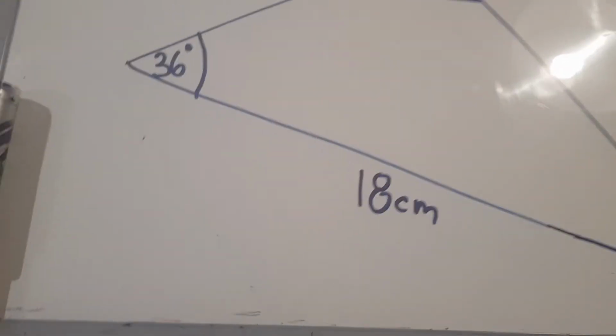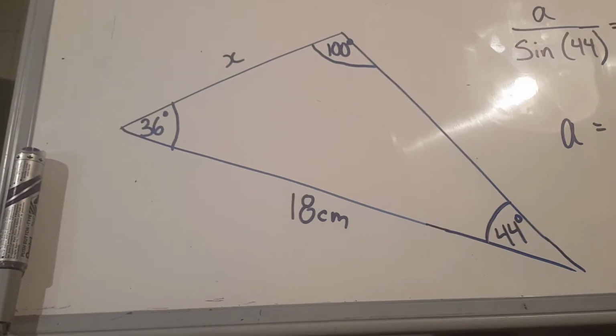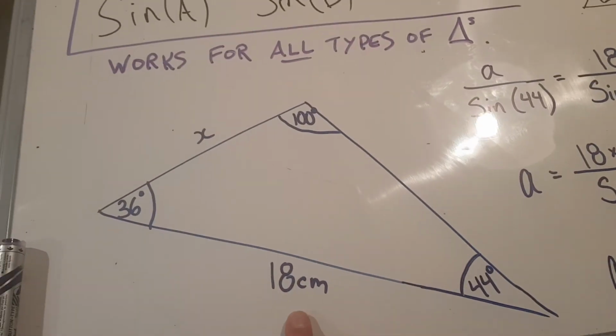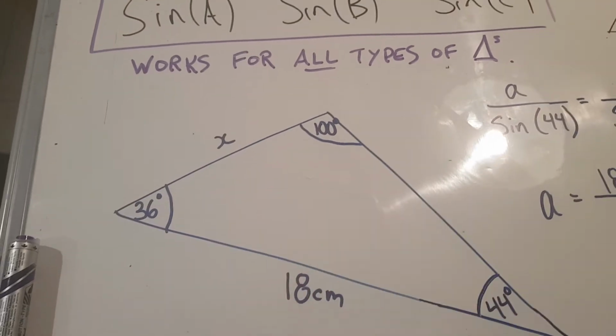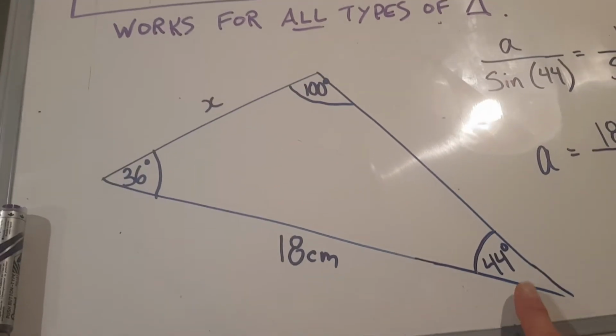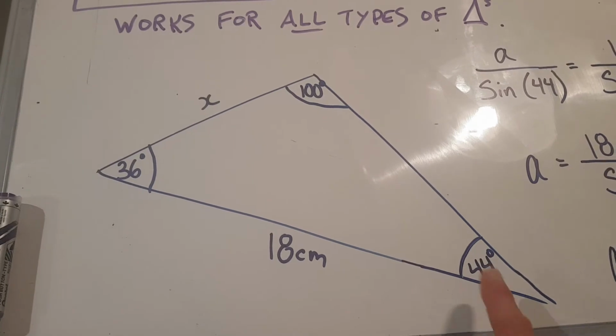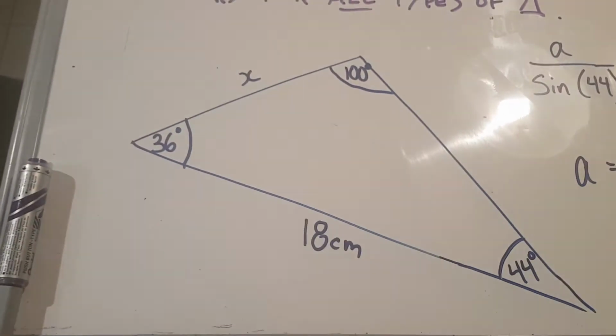Let's have a look at an example. Here I have a triangle. I know this side is 18 centimeters. I've got an angle of 100 degrees opposite that. I've got an angle there of 44 degrees and an unknown side there.